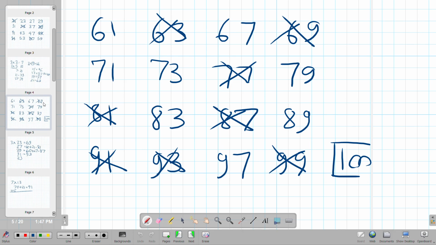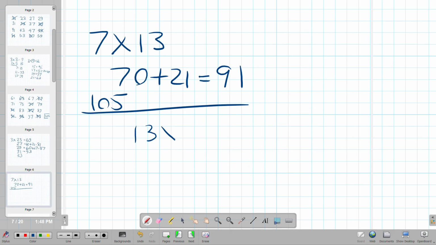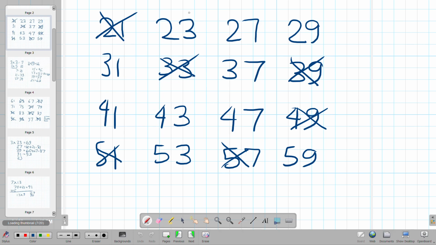Do we have every prime by now? I think so. Let's check 13s just to be sure. So what about 13s? 13 times 3 is 39. 13 times 5 is 65. 13 times 7, we took care of it with 7. 13 times 9, what's 13 times 9? Goes over already, right? So it's 90 plus 27. So I believe we are done. And I think these are the primes. Wait, this is 9 times 3. I'm sorry, I forgot that one.